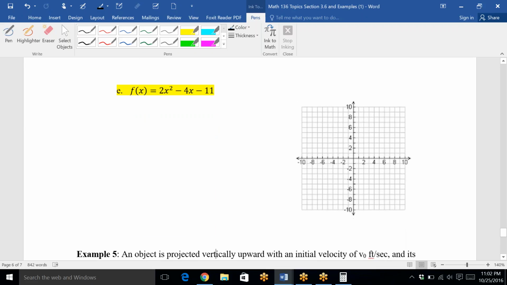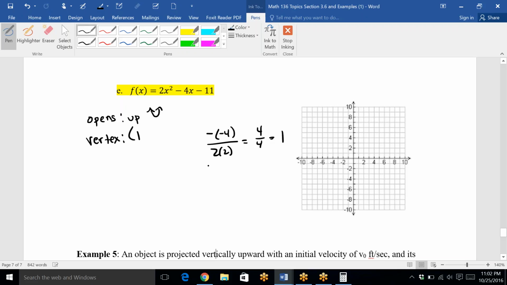And then I think there is one more graph, yes. So this one, does it open up or down? Well, it has a positive in front of the x squared, so that means we're going to be opening up. We have a vertex of negative b over 2a. That would be just 4 over 4, so that's positive 1. Plug that in to find the y value. That is 2 minus 4 minus 11. That is negative 13. So we'll have to add some lines here. 11, 12, 13.